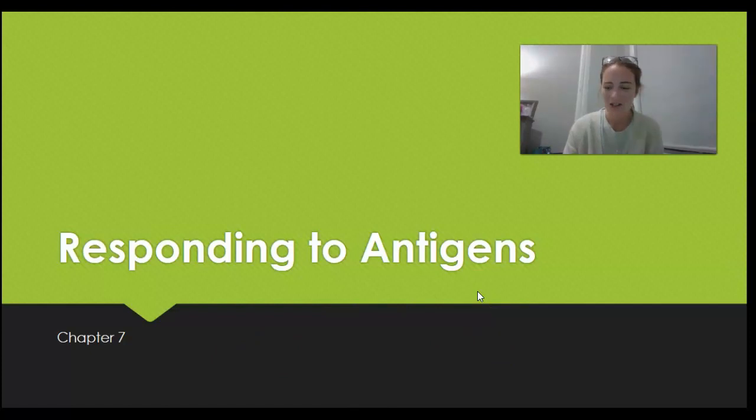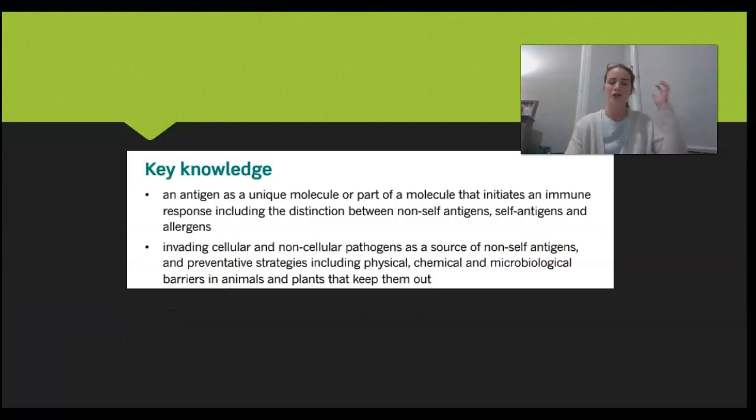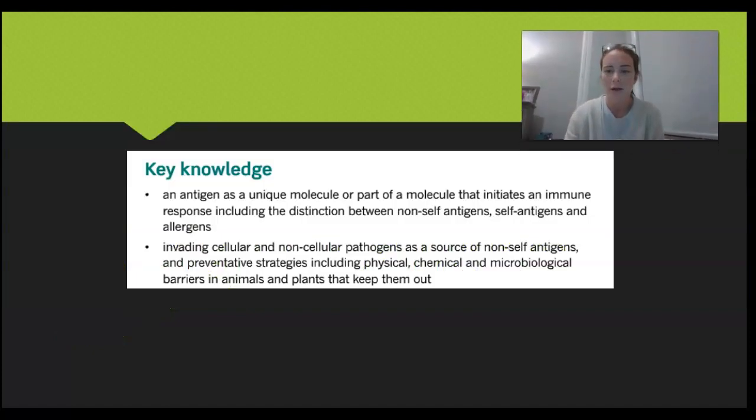All right, looking at chapter 7. So starting out with 7.1. The two key knowledge dot points that we are really focusing on for this first little part. So we want to be able to appreciate an antigen as a unique molecule or part of a molecule that initiates an immune response, including the distinction between non-self and self antigens and allergens.